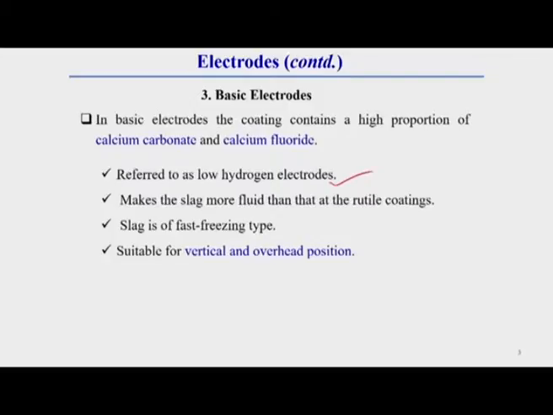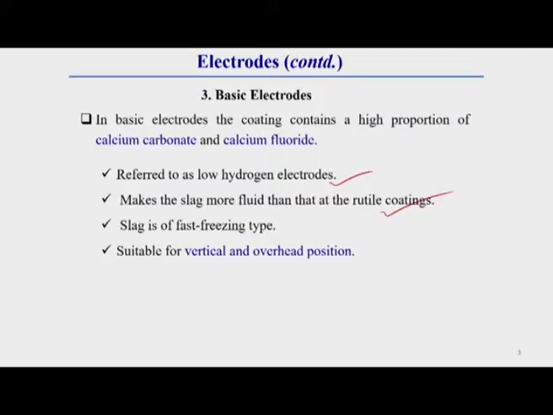This electrode generally makes the slag more fluid than that of rutile coating, because we have observed that rutile produces viscous types of slag, and bead shape also depends on this viscous property of slag. There we observe that bead appearance is quite good in the case of rutile types of slag, but here the slag is more fluid than the rutile coating.